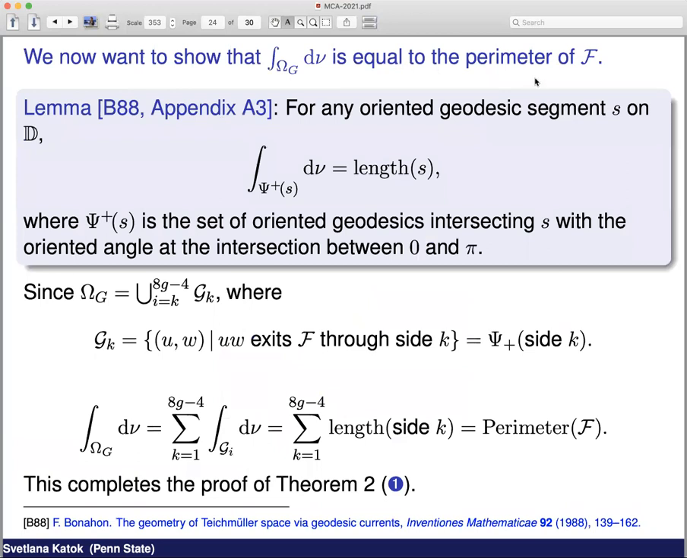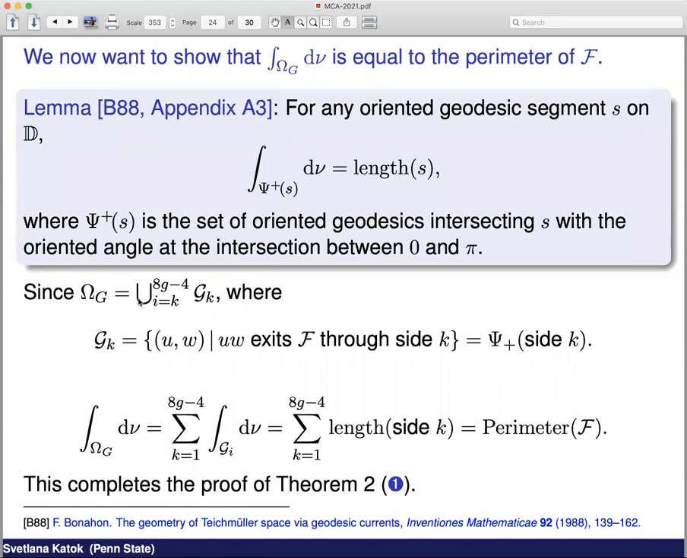And now we use the lemma of Bonahon, which relates the integral of this dν, where you look at all geodesics which cross this segment, and this integral is equal to the length of the segment. Okay, so this is how the integral over the geometric set Ω_g is related with the perimeter.